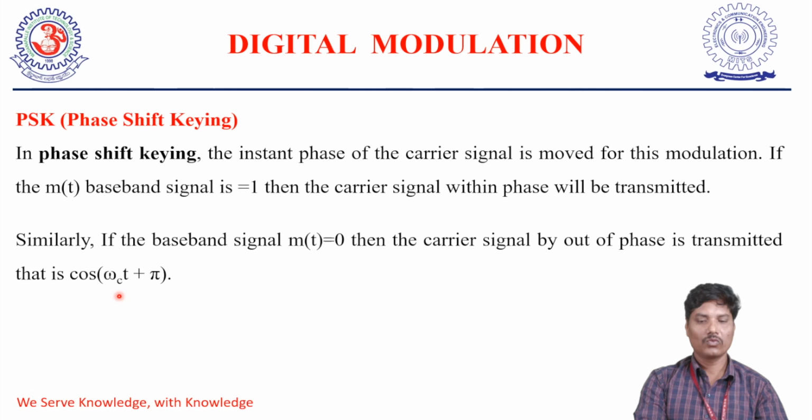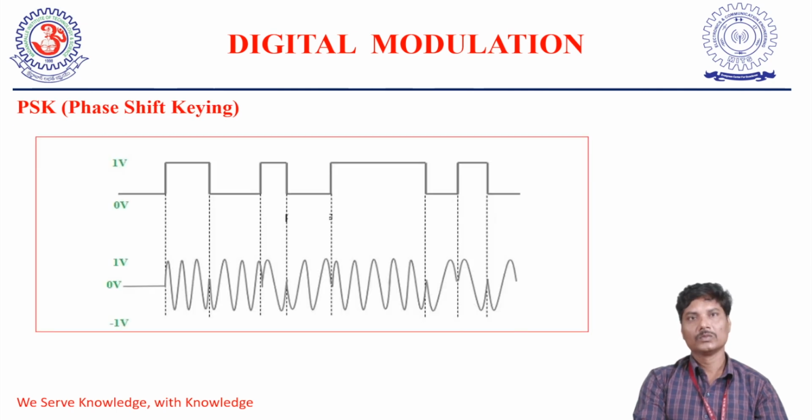That is cos of omega ct plus pi is transmitted. If baseband signal is 1, then cos omega ct is only transmitted. If baseband signal is 0, then cos of omega ct plus pi is transmitted. See the waveform, then you can understand very clearly. This is the baseband signal: 1, 0, 1, 0, 1, 1, 0, 1, like that.